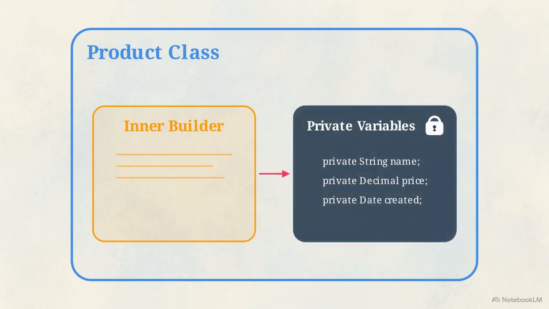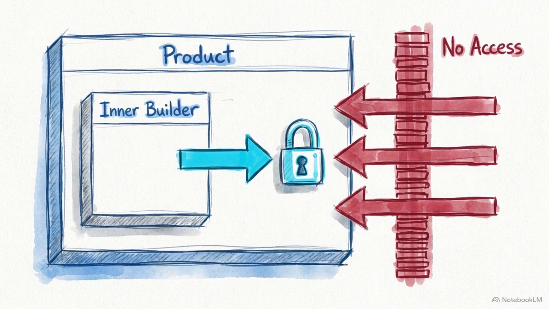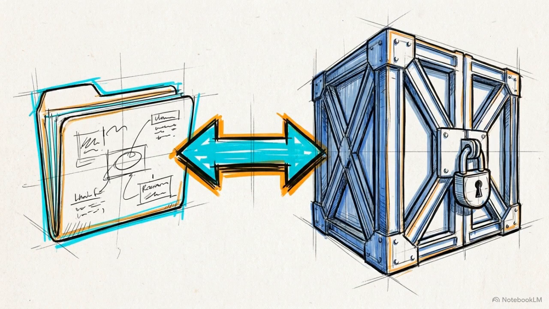Contrast this with an inner builder, a nested class. This structure gives the builder direct access to private variables on the outer class. Because of this internal access, inner builders are specifically recommended for multi-layered DTOs and JSON payloads, where you need to enforce strict immutability. Choosing between an inner and outer builder is a trade-off between organization and strict object encapsulation.